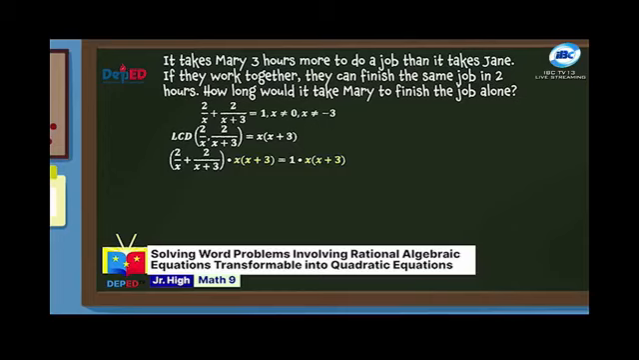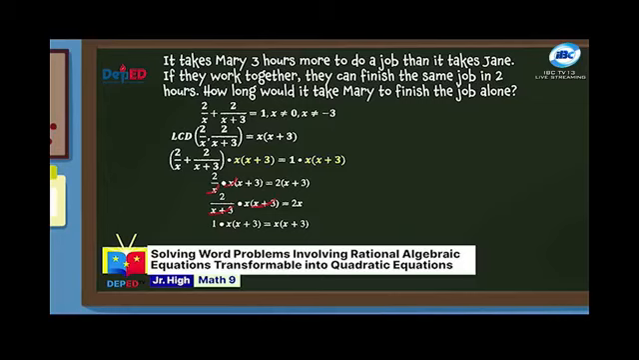We now multiply both sides of the rational algebraic equation by this LCD. By cross cancellation, 2 over x times the LCD x multiplied by the binomial x plus 3 is equal to 2 times the binomial x plus 3. And 2 over x plus 3 times the LCD x multiplied by the binomial x plus 3 is equal to 2x. While 1 times the LCD x times the binomial x plus 3 is simply equal to the LCD itself, x times the binomial x plus 3.